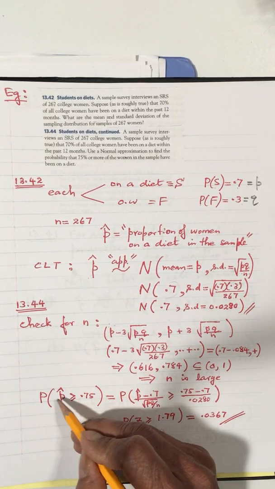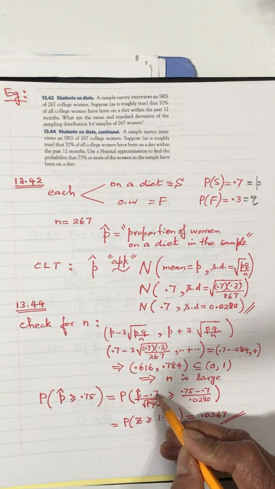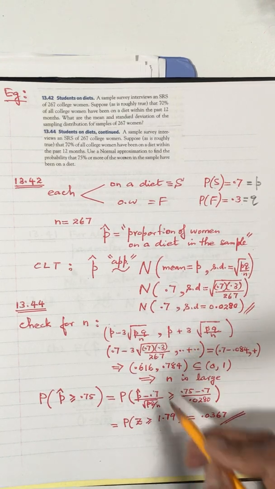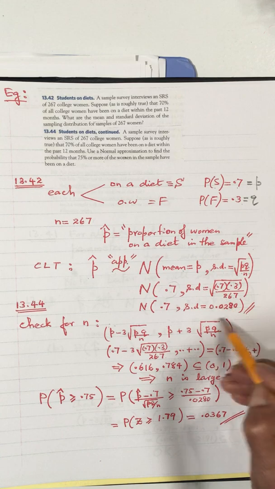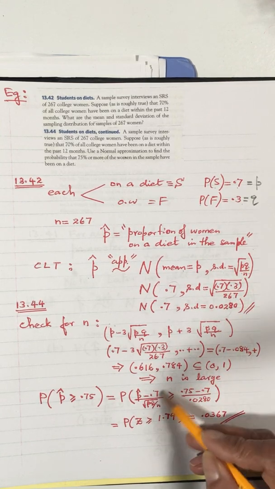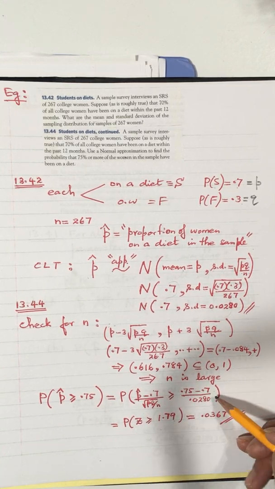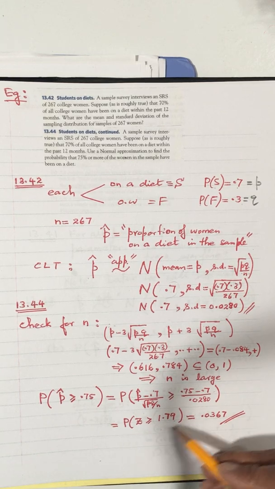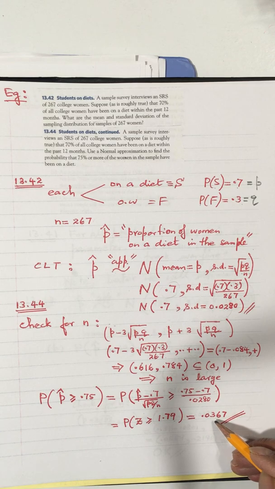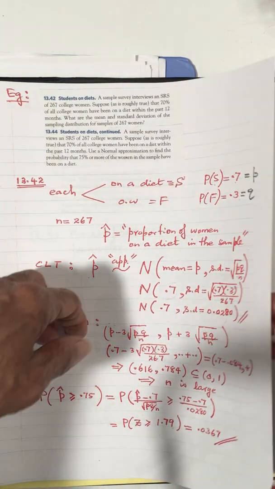So here, convert this into z. So p hat minus that 0.7, I'm using this curve now, p hat minus 0.7 divided by this value right there. In other words, this value is that, so that this will convert into z, and this is going to be eventually 1.79. Read the z table to get that. So this is going to be 0.0367. Okay, so this is the probability.